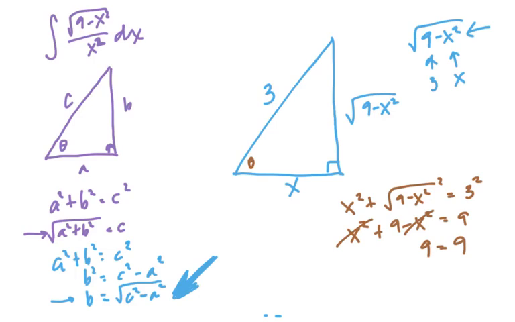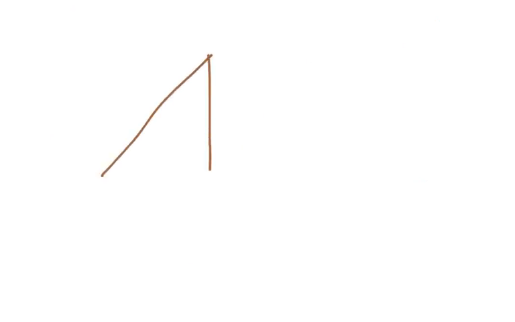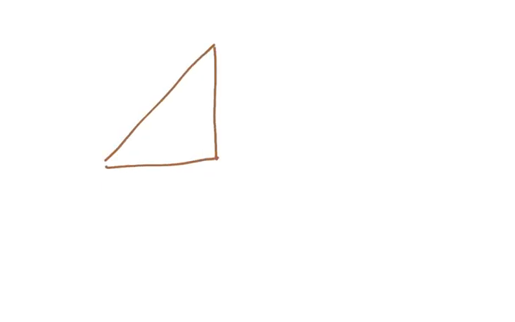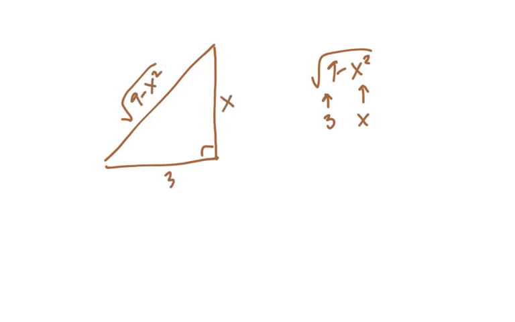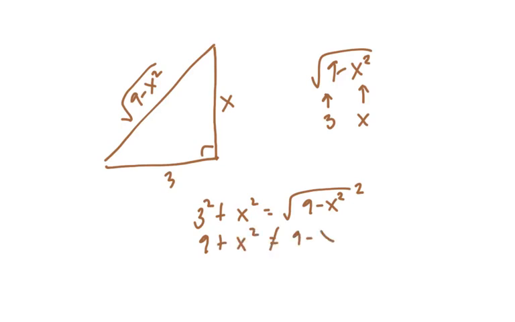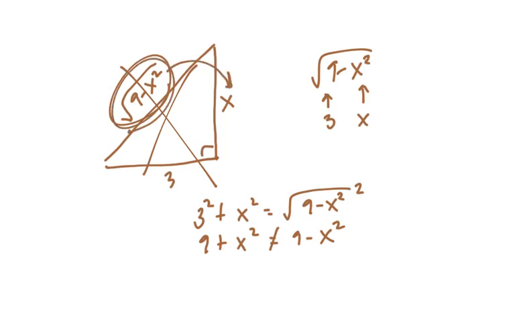Let's talk about what happens if I hadn't set it up correctly. I still have the square root of 9 minus x squared. Now I still know this is a 3, and this is an x, and this is another piece. So my two options are a leg or the hypotenuse. If I put this on the hypotenuse, now I have 3 squared plus x squared equals the square root of 9 minus x squared, squared. So 9 plus x squared does not equal 9 minus x squared. That tells me that it's not on the hypotenuse. It should be on one of the legs.